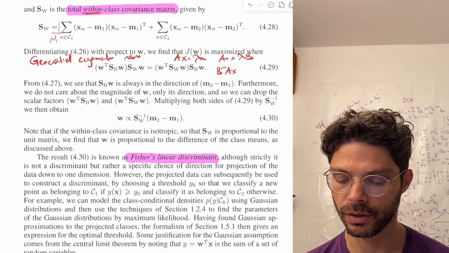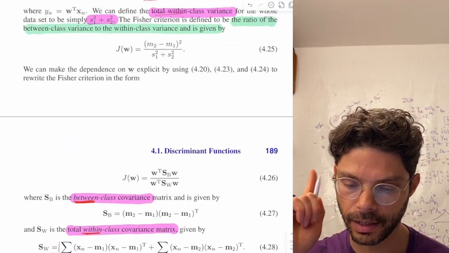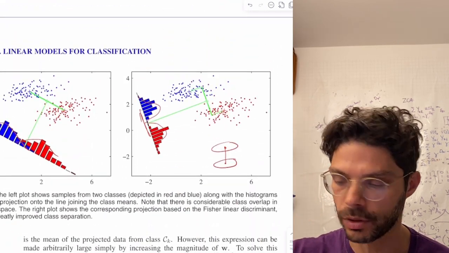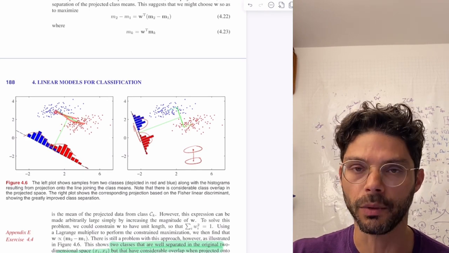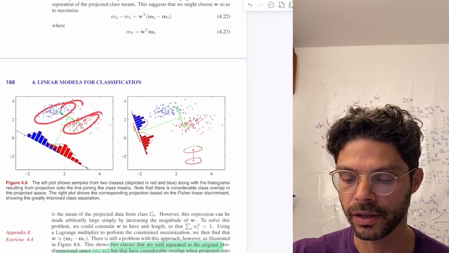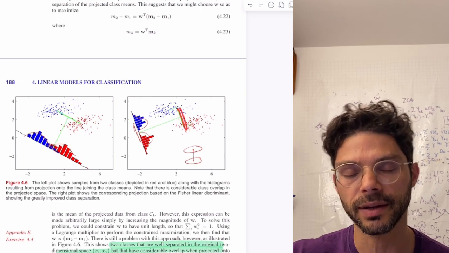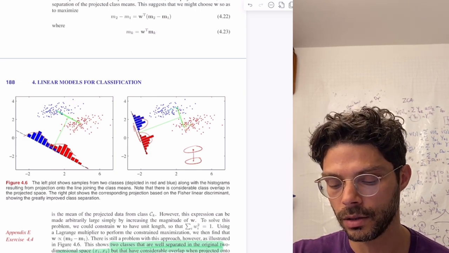But yeah. Good. So I think the key picture you want to keep in mind is this one. I think that essentially explains what's happening here. The class means are not always the best. If the data has funky covariance, you want to account for that, and that's what the Fisher linear discriminant does.